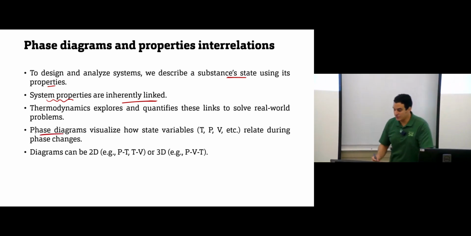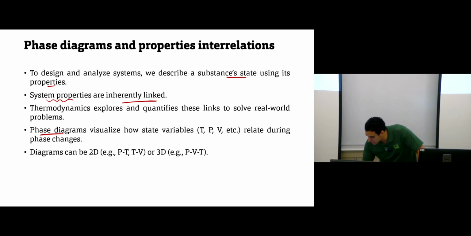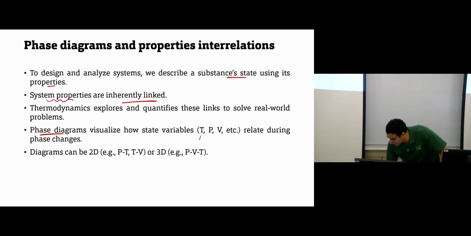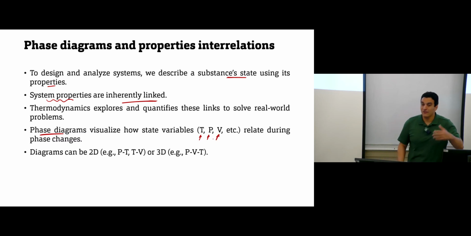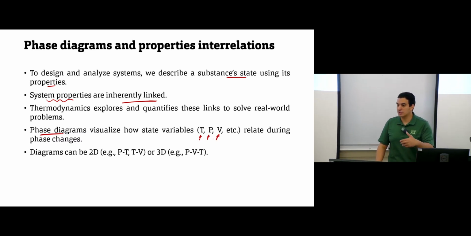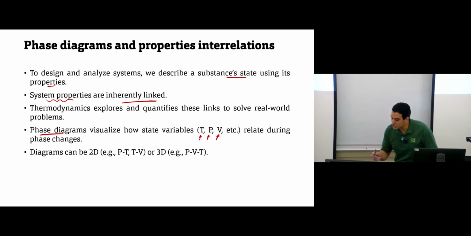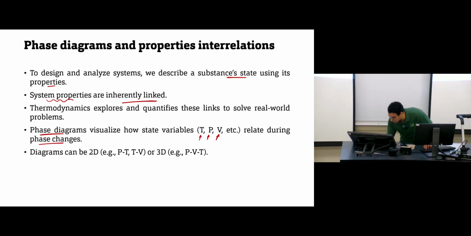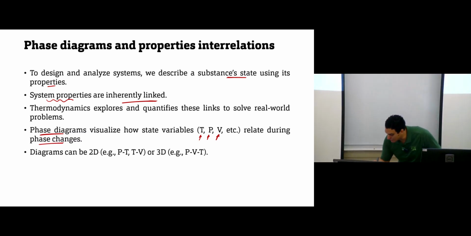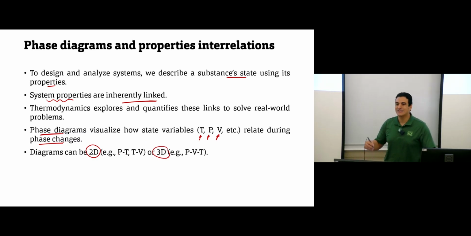The phase diagrams are diagrams that explain how different state variables, such as temperature, pressure, and volume, are related. We have some phase diagrams expressing enthalpy and entropy, but let's focus on the main ones right now just to understand the basic idea. It describes how these properties are related during phase change. These phase diagrams can be 2D or 3D. A 2D diagram is similar to a PT diagram or TV diagram.